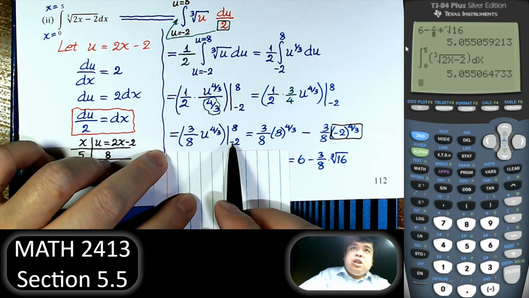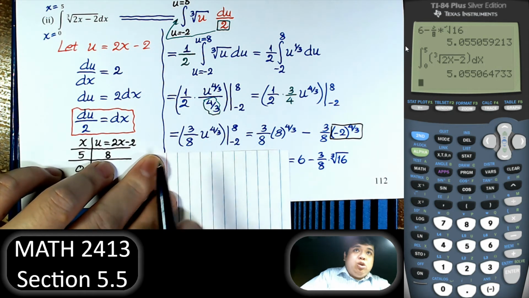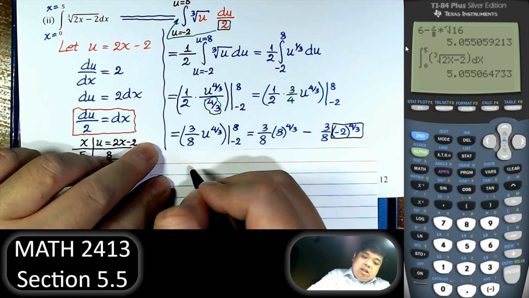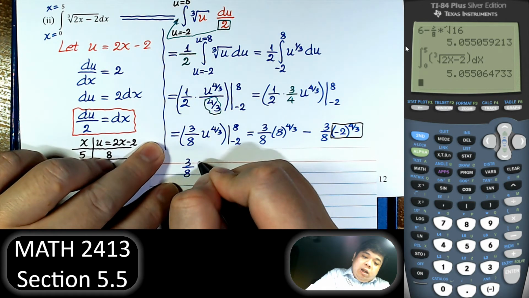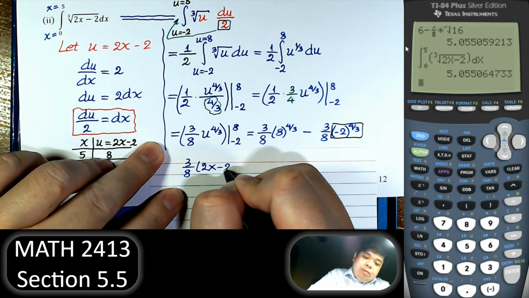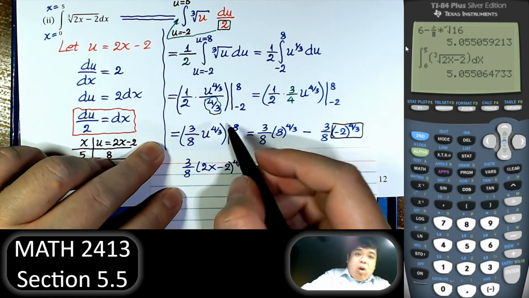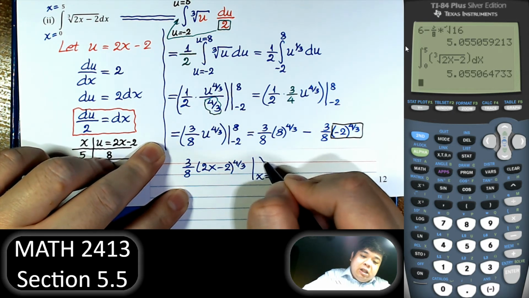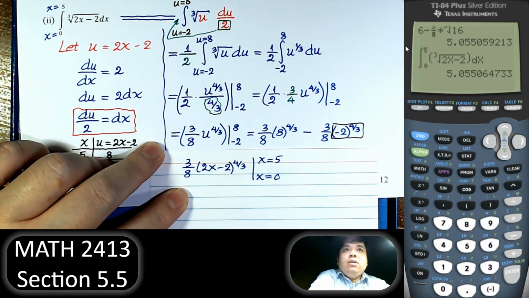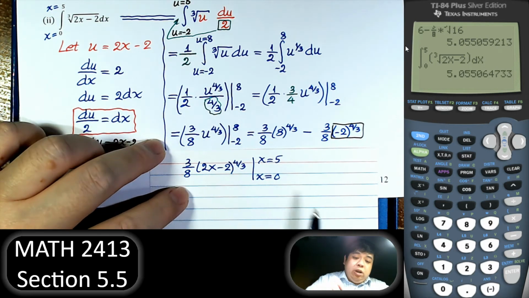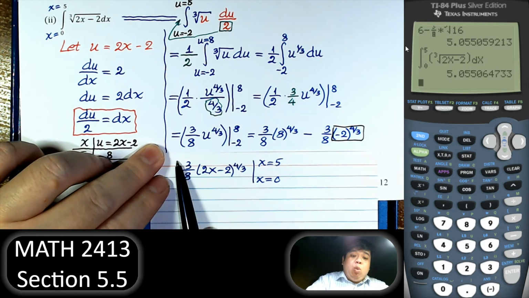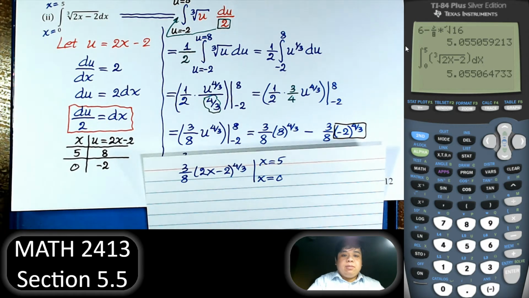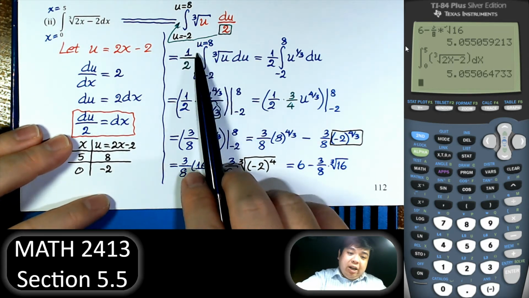By the way, I just want to bring out this also. Here we have u equal to -2 to 8. We don't need to write in terms of x. If you want to, you can rewrite this integral in terms of x, and we say this is 3 over 8, u is 2x minus 2 to the 4 thirds. Now if we write the integral in terms of x, make sure you evaluate in terms of x. If we keep everything in terms of u, we just evaluate in terms of u. If we substitute back in terms of x, we have to evaluate in terms of x.